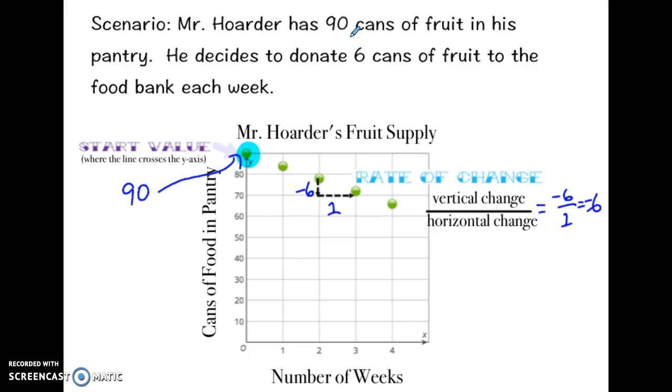It's important to know that you could actually pick other points here. I could have gone from here to here, and in this case, it went down 24 and over 4, but -24 divided by 4 is still -6.